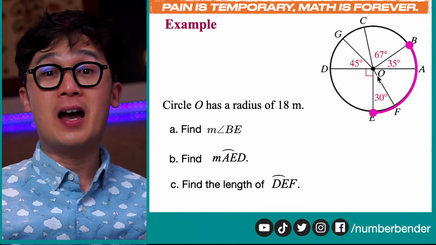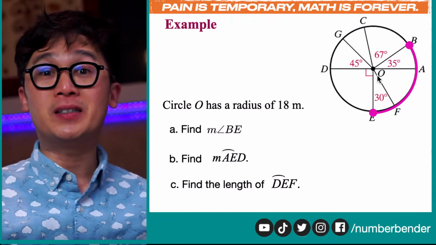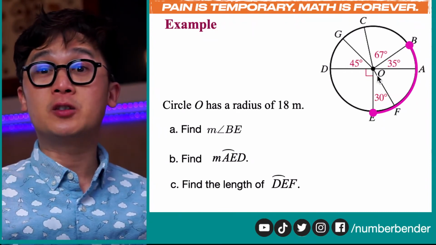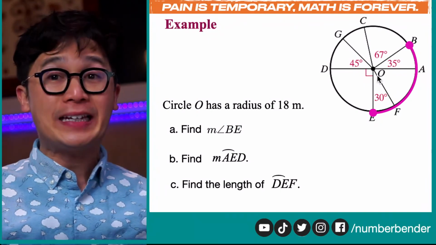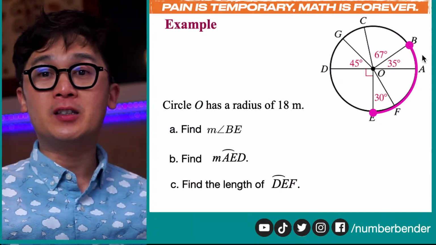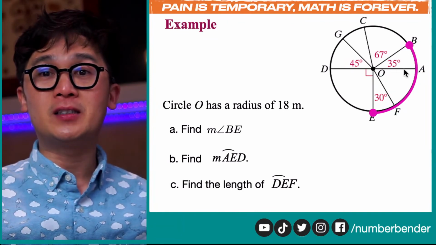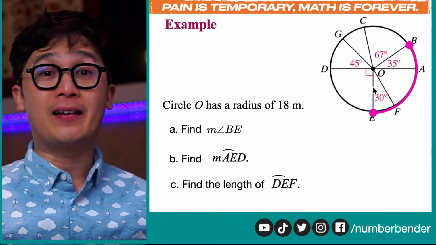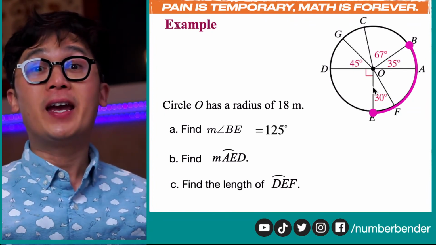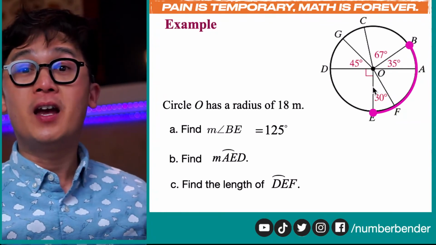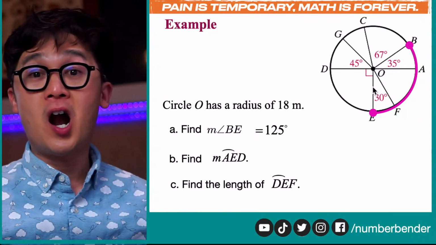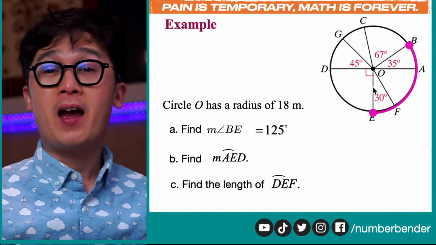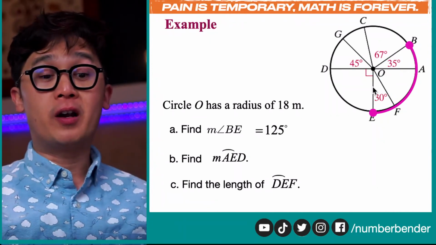To be able to solve the measurement of this particular arc, all we need to do is refer to its corresponding angle, which is angle BOE, and we can easily find it because we know that this is 35 degrees, and also this is equal to 90 degrees. So if we add 35 and 90 degrees, it will equal 125 degrees. So the measurement of arc BE, which corresponds to angle BOE, is equal to 125.